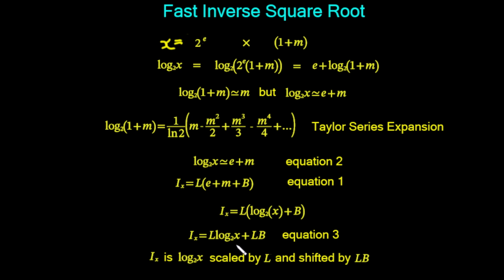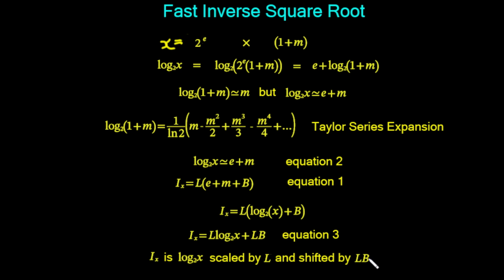So we can go from our digital number by taking log to the base 2 of x and scaling it by this factor L, and then shifting it by the factor L times b. So we can call this here equation number 3. So I've reiterated this down here. I've written I of x is log to the base 2 of x, which is scaled by L and shifted by this value L b.